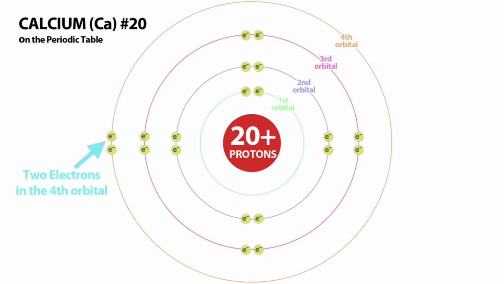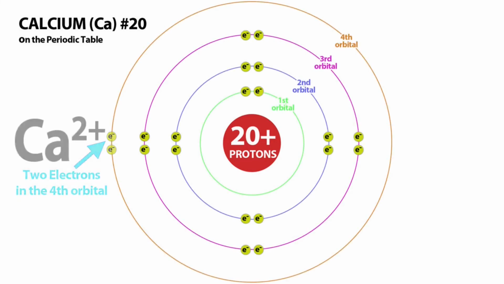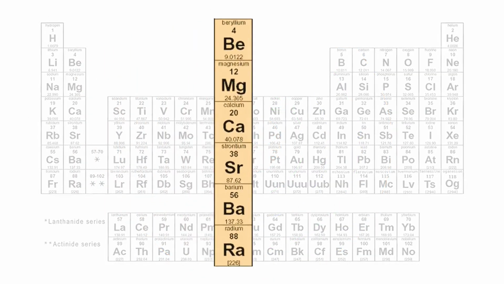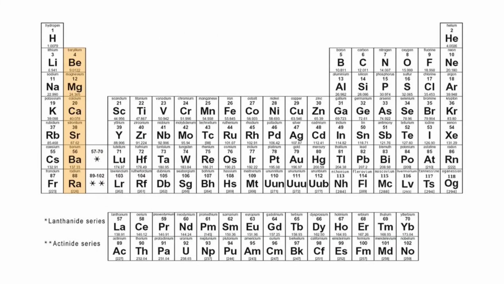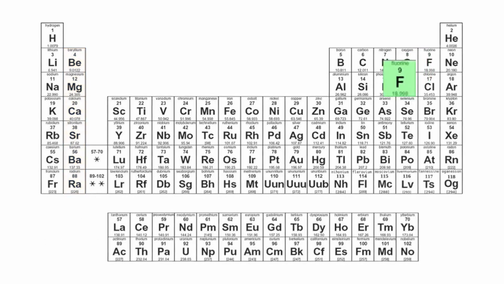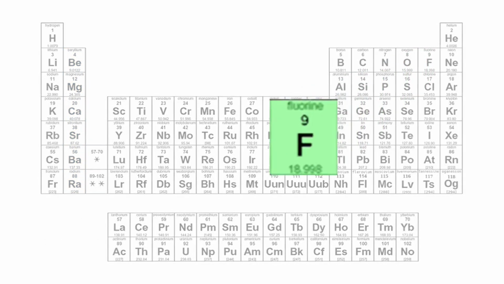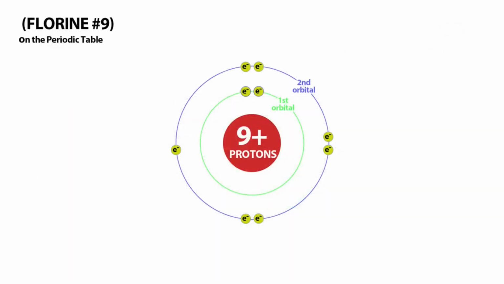Similarly, calcium number 20 has 20 protons, and so with 20 electrons is neutral but not stable. It, like magnesium, also loses 2 electrons to become a 2 plus cation. These second column atoms all need to lose 2 electrons to attain a stable configuration, and so all become 2 plus ions. Fluorine is number 9 on the periodic table. It needs 1 more electron in its second orbital to attain 10 electrons, a stable number of electrons. By adding an extra electron, fluorine attains stability but becomes a negatively charged ion, an anion.